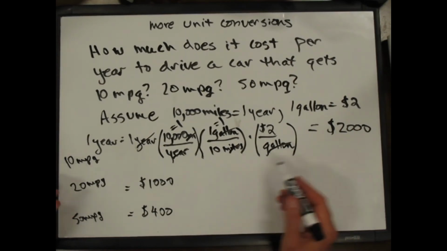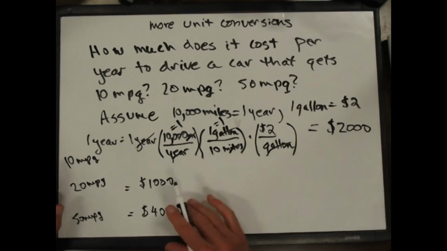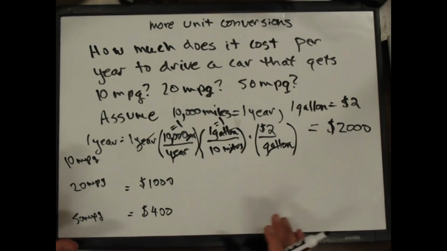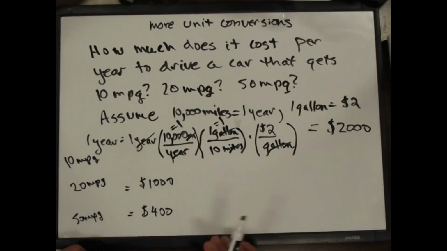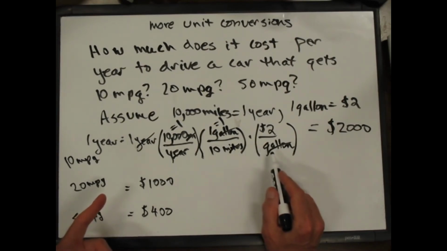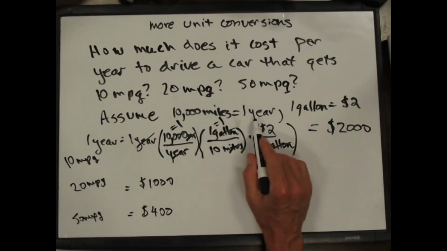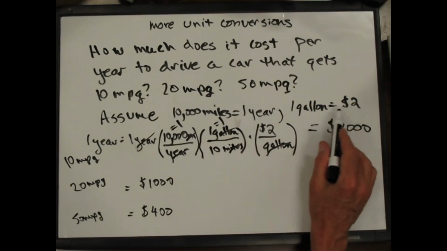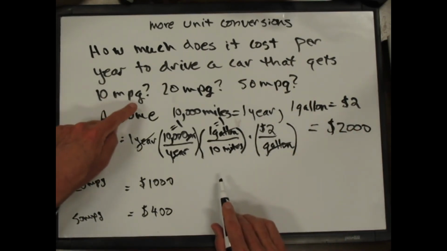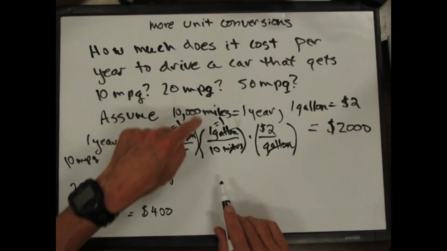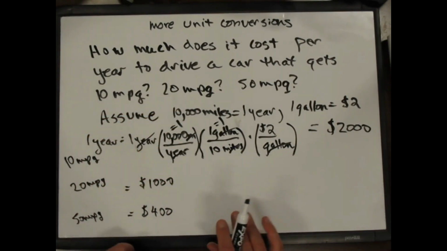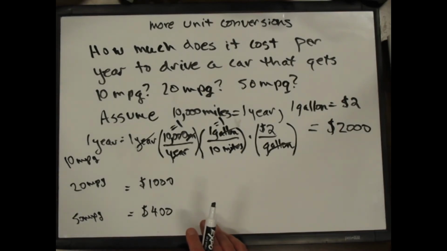All right, so these calculations can be useful just sort of in your regular life. You can just do little simple calculations like this and figure out useful quantities. And really, they're just unit conversion problems. Right? You're just saying, well, 10,000 miles is the same thing as a year. A gallon is the same thing as $2. Here, 10 miles is the same thing as a gallon. Here, 20 miles is the same thing as a gallon. We're kind of mixing our units there a little bit, but they tell the story that they answer the questions that we're trying to answer.